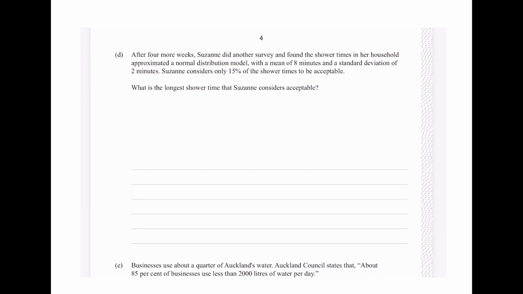All right, part D. After 4 more weeks, Suzanne did another survey and found that the shower times in her household did approximate a normal distribution, with a mean time of 8 minutes and a standard deviation of 2. Suzanne considers only 15% of shower times to be acceptable. What is the longest shower time that Suzanne considers acceptable? So let's start by drawing out a basic normal distribution, and here we know that mu is equal to 8, and we have a standard deviation of 2 minutes.